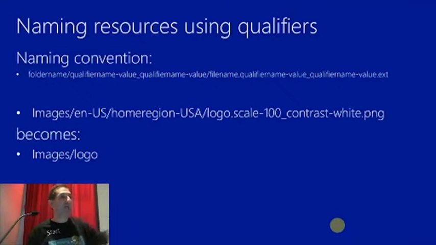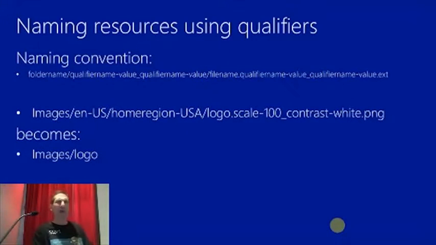images/logo.png, and Visual Studio and Windows 8 will figure out which file to use, because you may have logo.scale-140 contrast white. You may have FR-FR, or you may have, in Greece, you would have EL-GR, and so on. And so Visual Studio will compact all of that into a PRI file.